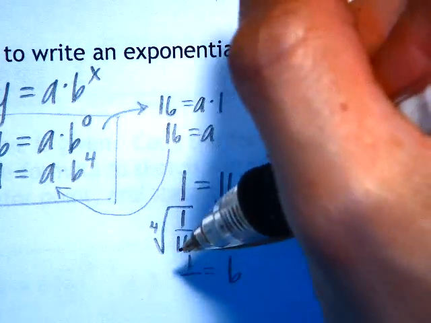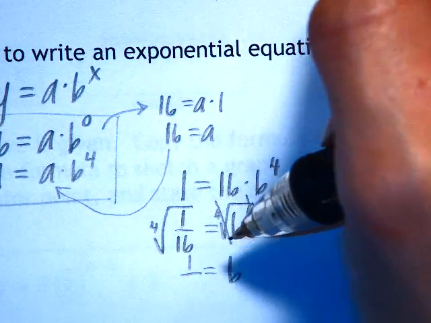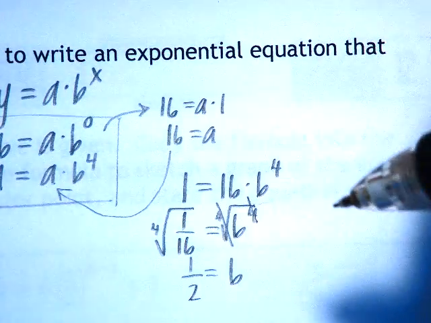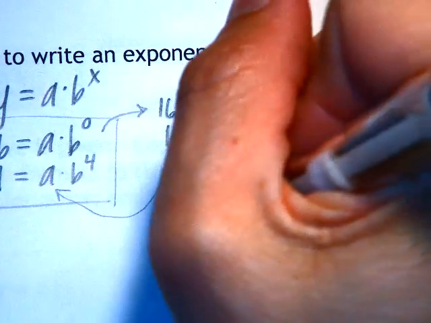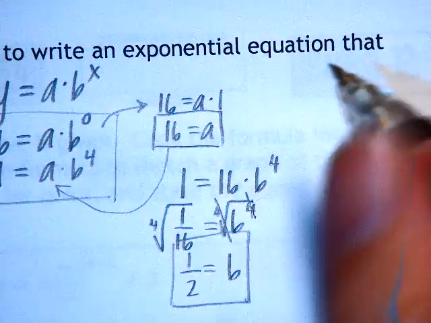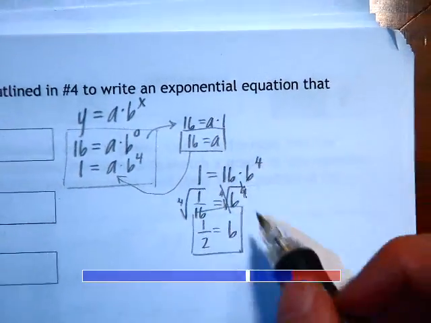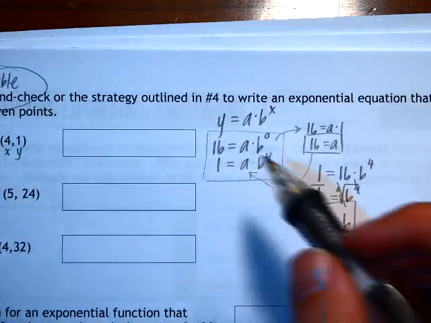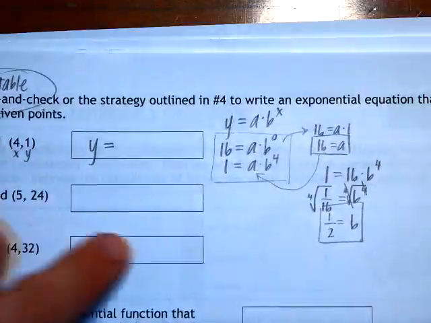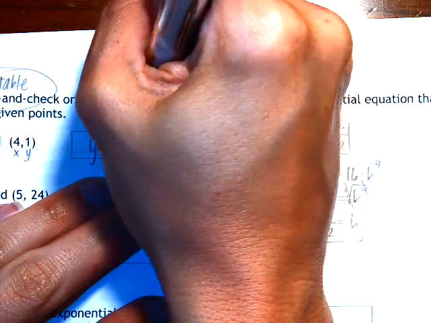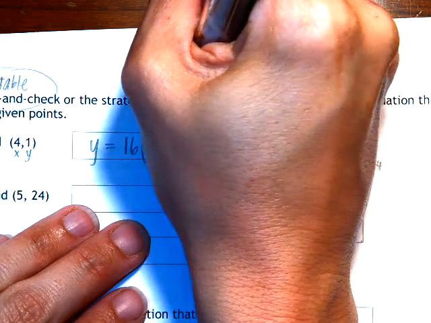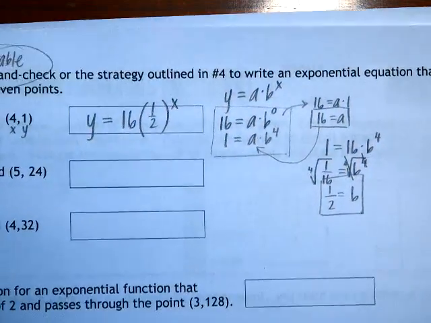Fourth root of 16 means something times something times something times something gives you 16 as an answer, and we know that 2 would work, so that means b must be a half. So I know now that the a value is 16, the b value is 1/2. Now I have the information that I need, and I'll go back to my original equation. Y equals, the a value is 16 times the multiplier is 1/2 to the power of x.